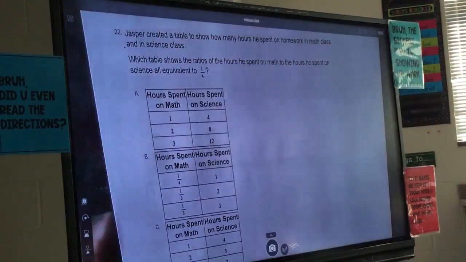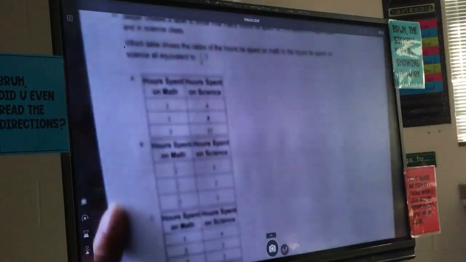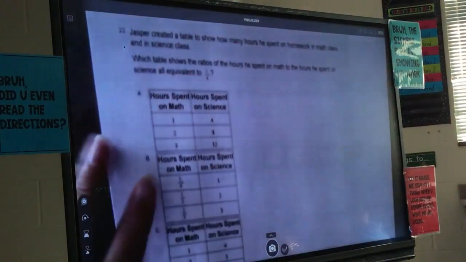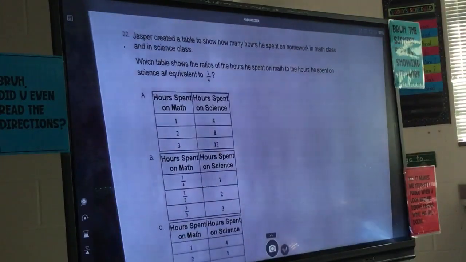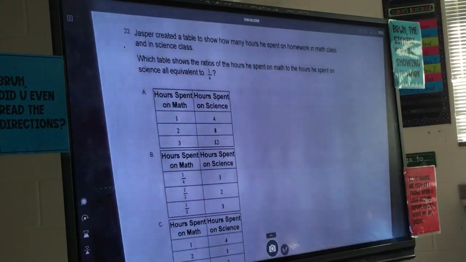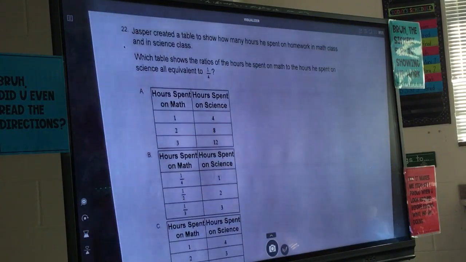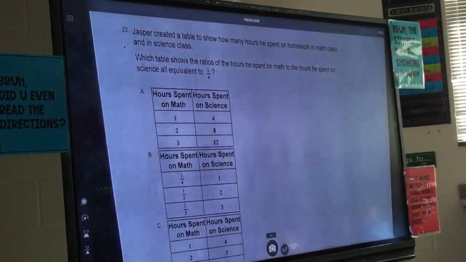All right, let's go to number 22. Okay. So now knowing what you know about ratio tables, how many of you guys have solved this one? Oh, perfect. Go ahead and solve. Based off of the way that we solved the last question with ratio tables as our answers, I want you guys to use that, and I want you to solve this one. I'm going to give you 3 minutes. So number 22, you're solving number 22.